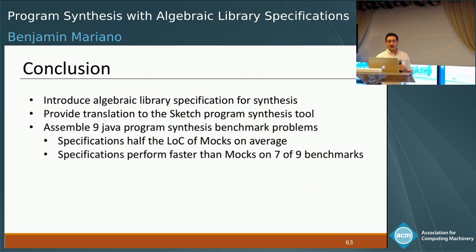OK. So to wrap up, we introduced algebraic library specifications for modeling this library behavior for synthesis. We provided this translation from these algebraic specifications into the Sketch program synthesis tool. And we assembled 9 Java benchmarks to test this approach. And we found that specifications were on average much shorter than mocks, and that they performed significantly better on 7 of the 9 benchmarks that we chose. So thank you, and I'm happy to take questions.